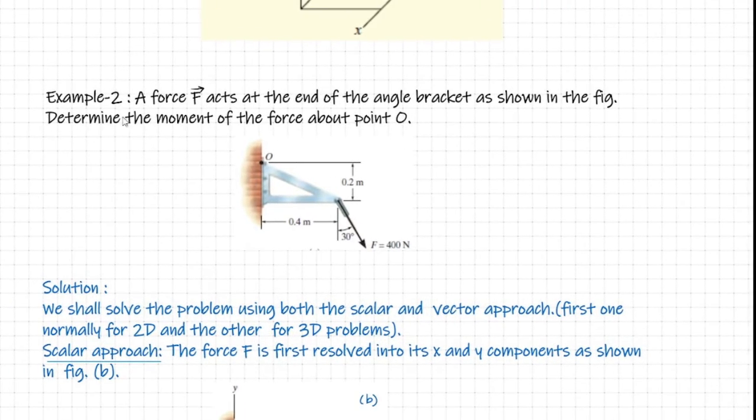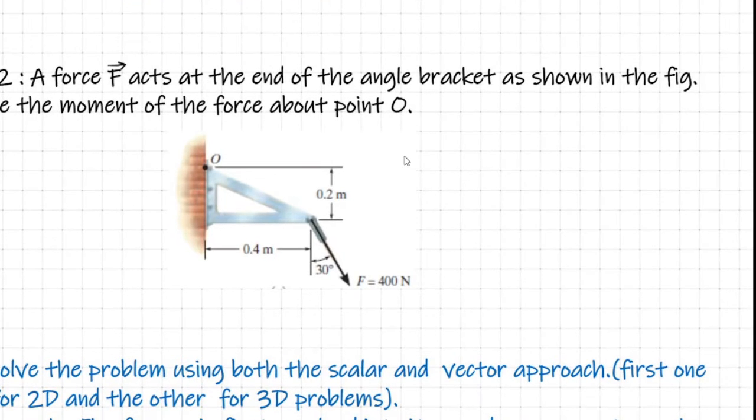Example 2. A force vector F acts at the end of an angled bracket as shown in the figure. Determine the moment of the force about the point O. Look here, this is the problem sketch. Here we have a bracket which has the shape of a triangle, fixed to a vertical wall, and the end of the bracket is subject to an inclined load F equal to 400 Newton, inclined at an angle of 30 degrees with the vertical. The geometry of the bracket is clearly identified so that we can compute the desired position vectors when we compute the moment of the force in the vectorial format.